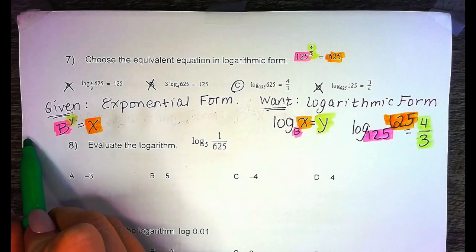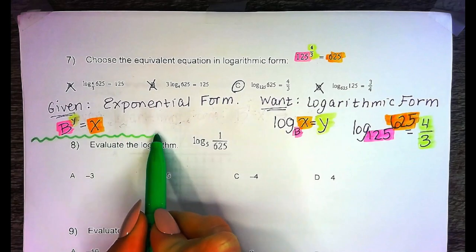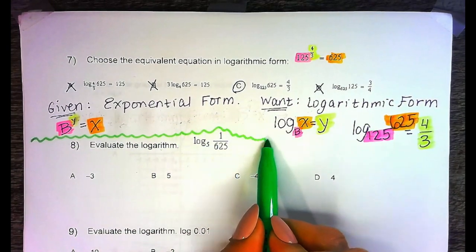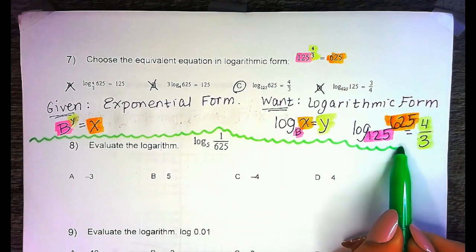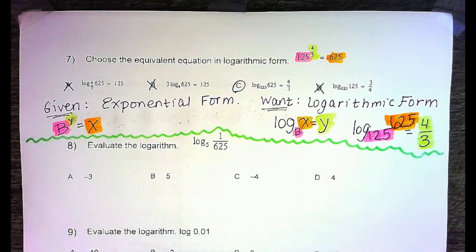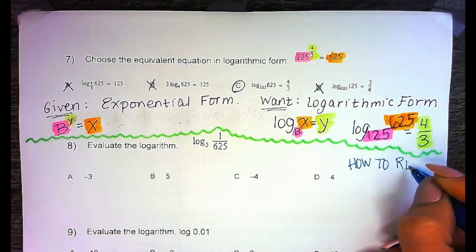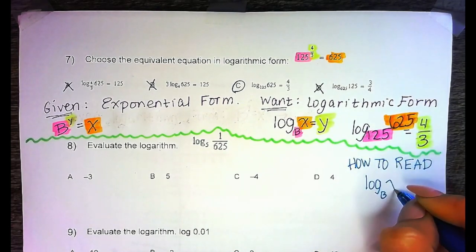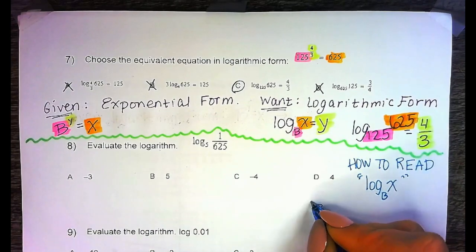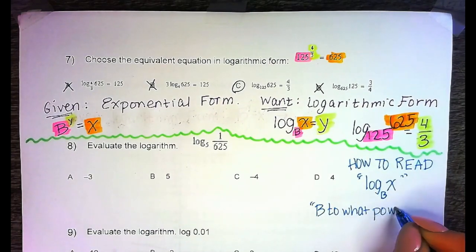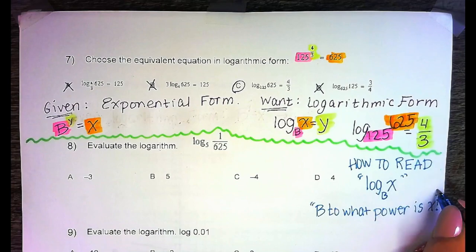This next example actually requires us to pay attention to the same formatting as the last two examples. Even though we have an expression and not an equation, we could assume that when it asks us to evaluate that logarithmic expression, it does equal some invisible y, and that's what we're trying to figure out. It's really important that we know how to read a logarithmic expression. The way you read something like this is b to what power is x.